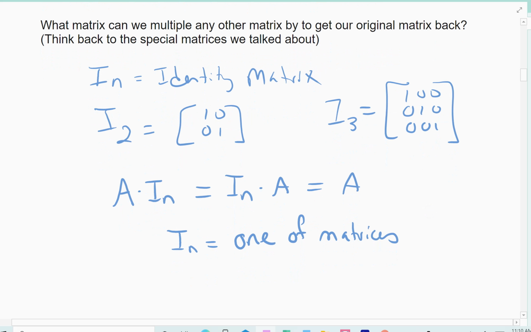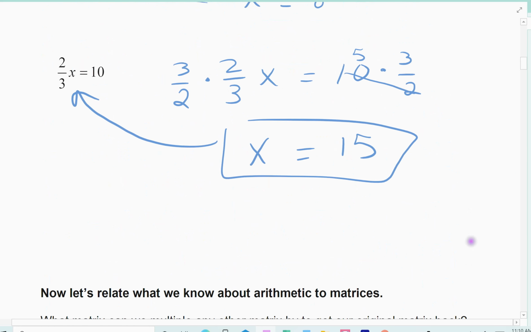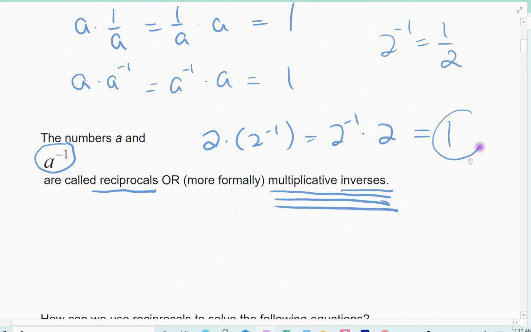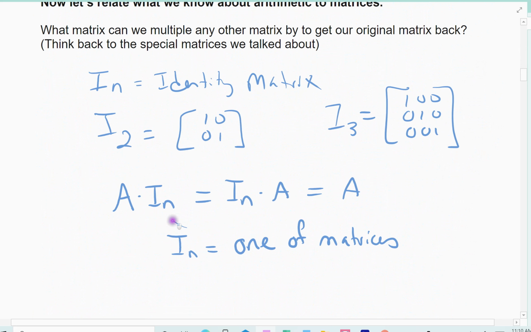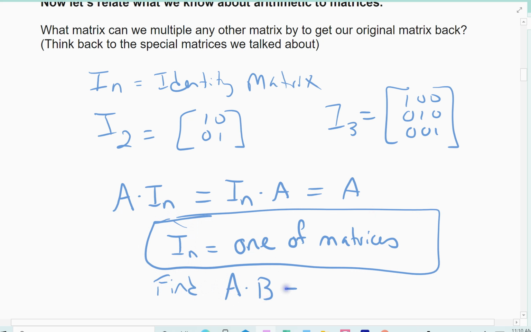So that's the 1. Remember, 1 is our goal here. If you go back and look at the arithmetic, the goal was to get 1 out when I multiplied my two numbers. And so the goal is to find the identity matrix. We want to find some matrix A times some matrix B which will give me my identity matrix. That's what we're leading up to in this section. How can I multiply two matrices together to get my identity matrix to come out? That's what we're going to get into in the next set of videos.